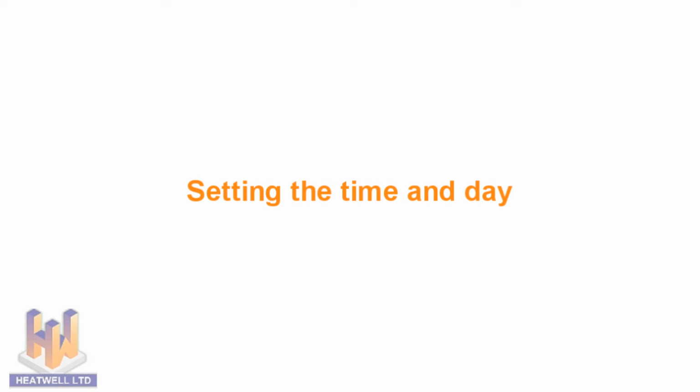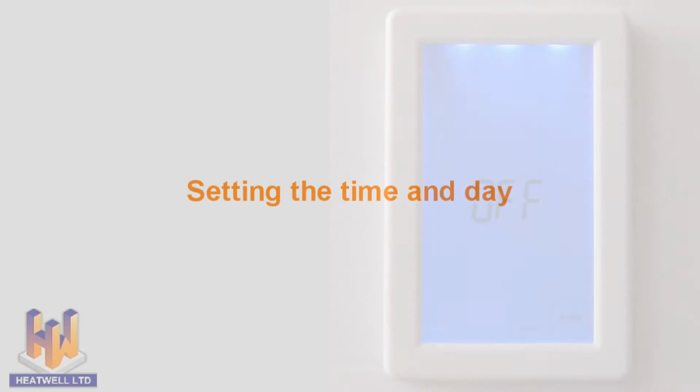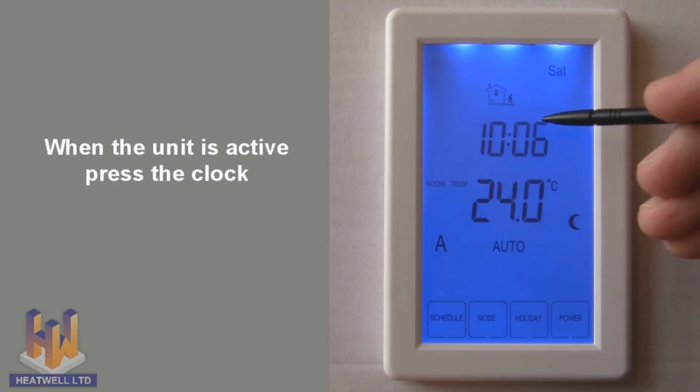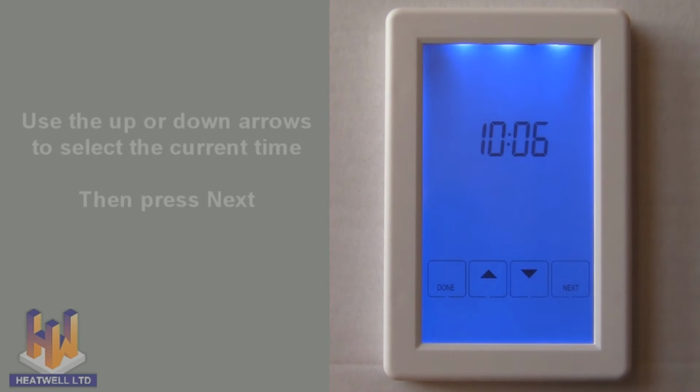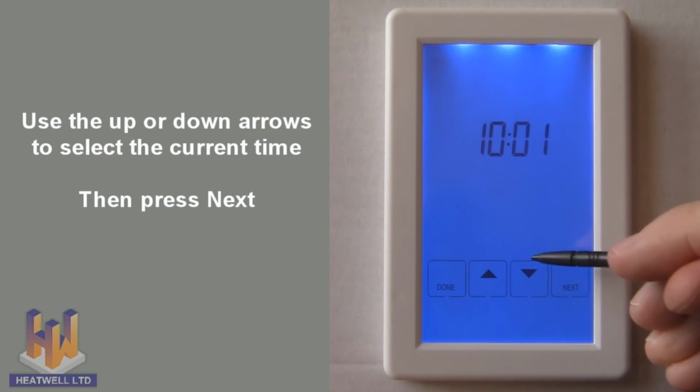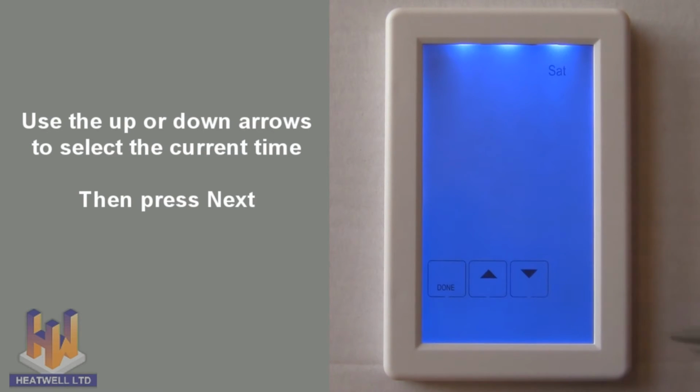Setting the time and day. To set the time and day, press Power if the unit is switched off, and then simply press the clock. Use the up or down arrows to find the current time, in this case 10 o'clock in the morning, and then press the Next button.